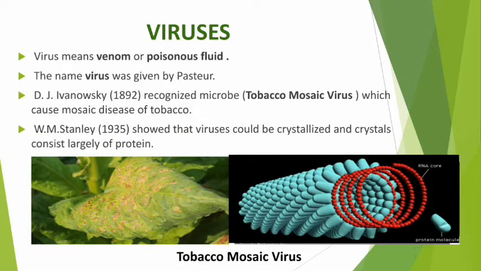Then W.M. Stanley in 1935 showed that viruses could be crystallized. So in 1935, W.M. Stanley showed the world that viruses can be crystallized, and crystals consist largely of protein. For the first time he showed that viruses can form crystals, and these crystals are largely made up of protein.